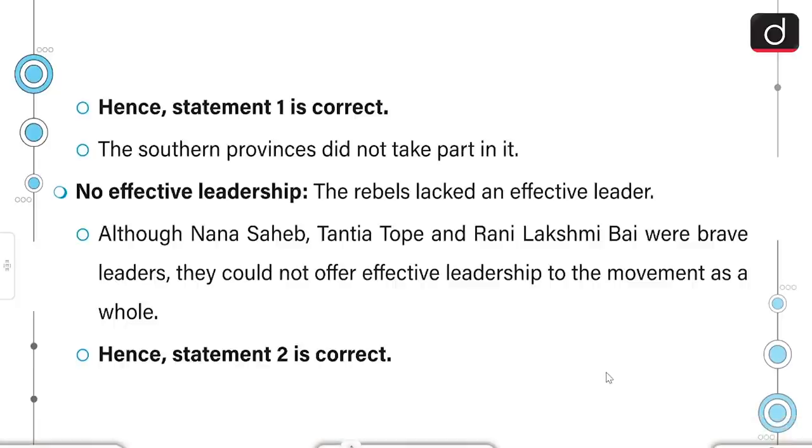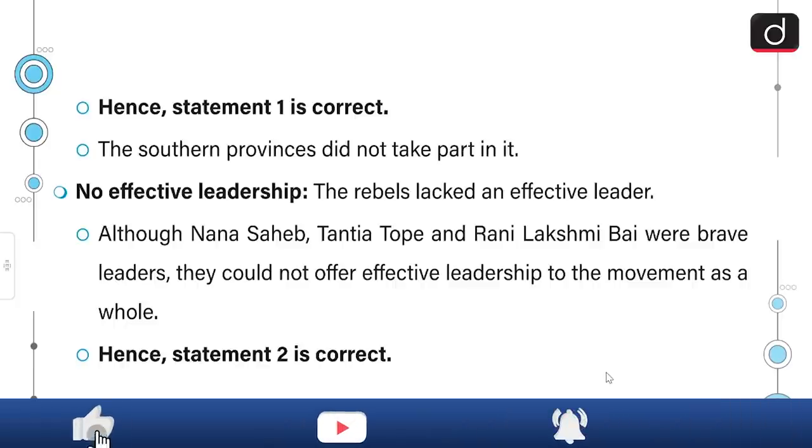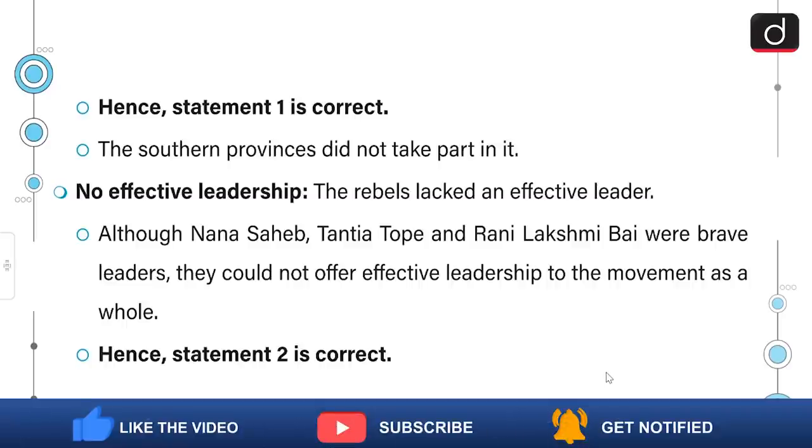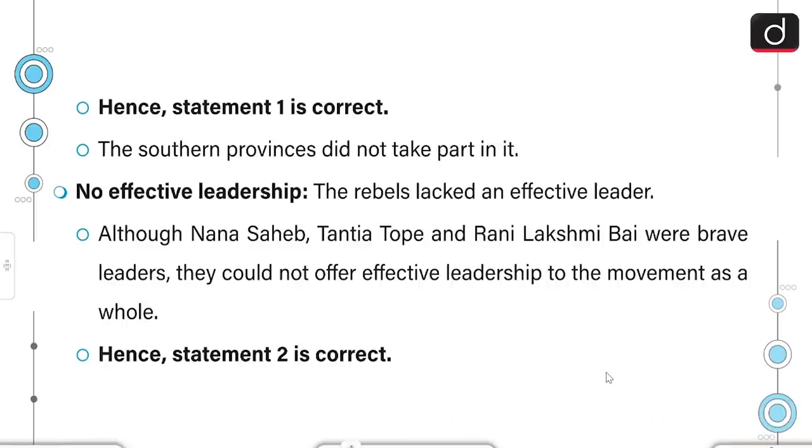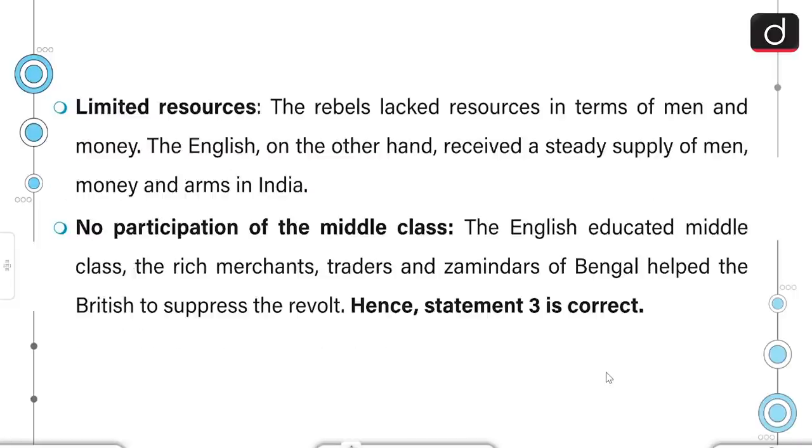The rebels lacked an effective leadership, although some leaders such as Nana Saheb, Tantia Tope and Rani Lakshmibai were brave leaders. They could not offer effective leadership to the movement as a whole. It was much localized. And the rebels lacked resources, of course, in terms of men and money and also weapons. The English, on the other hand, had received a steady supply of men, money and arms. The English educated middle class were indifferent, and the rich merchants, traders, zamindars of Bengal helped the British to suppress the revolt.